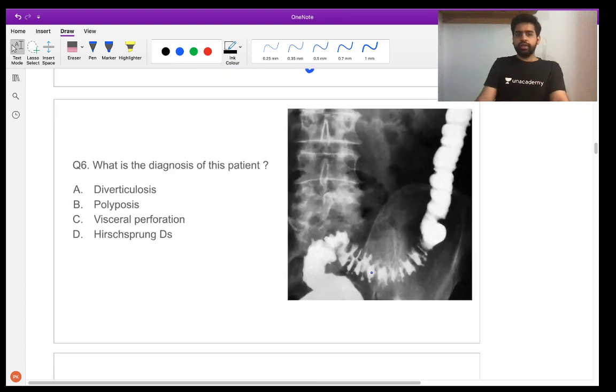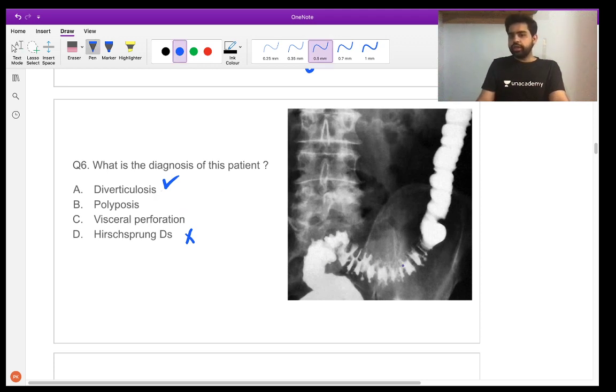Okay, so what is the diagnosis of this patient? Is it diverticulosis, polyposis, visceral perforation or Hirschsprung disease? So what is the answer to this particular question? Yes, Jyoti, it is 618. Very good. So can you please answer this particular question? Is it A, B, C or D? What is the diagnosis which has been shown in this particular patient? So Manali is answering it as A, diverticulosis. Do others agree? Danish, no, it is not Hirschsprung disease. It is in fact diverticulosis. Yes, Manali, you are right.